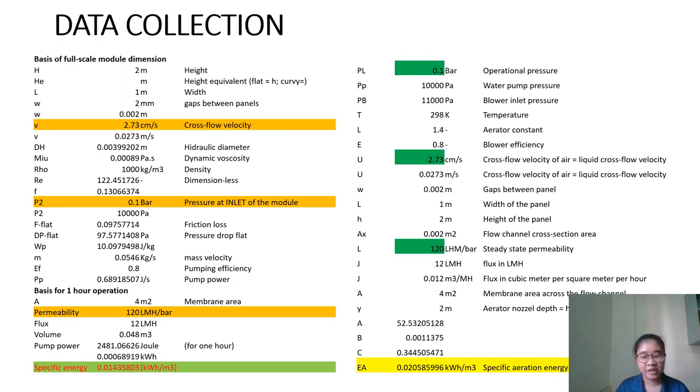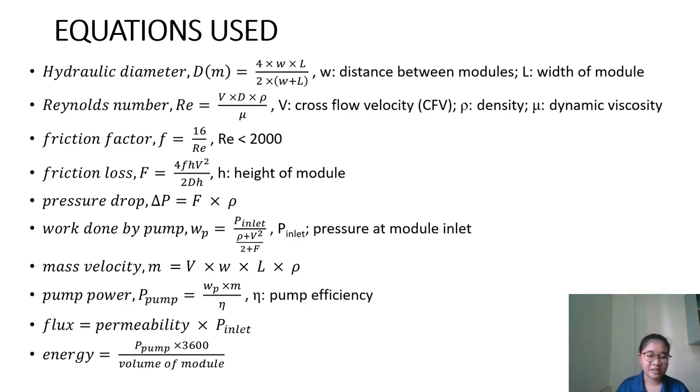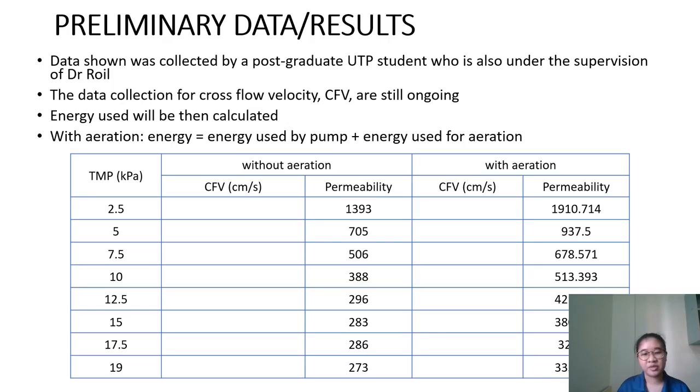This is the data collection done by another student who is also under the supervision of Dr. Royal. And from here, the specific energy used by the liquid pump and the energy used in aeration can be calculated. These are the equations used by that student to calculate the values, but the main data that I'll be focusing on would be the work done by the pump, the pump power, and the overall energy. The data shown here was collected by that same student, and it is quite obvious that the data collection for cross-flow velocity is still ongoing. But once it is done, we can use the data shown in the previous slide to calculate the energy use.